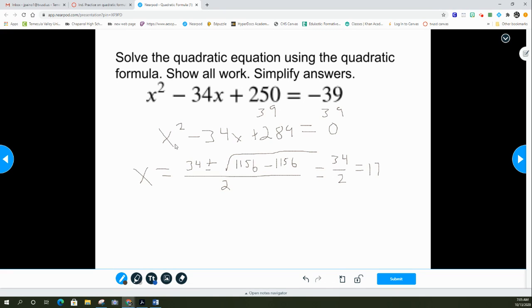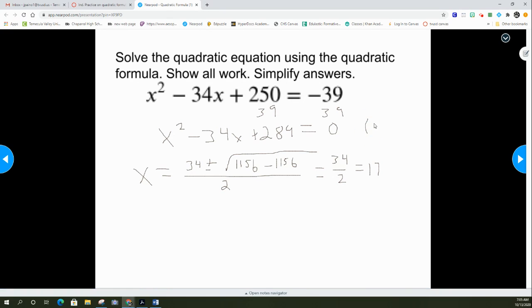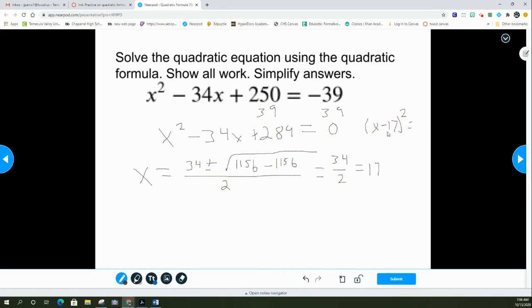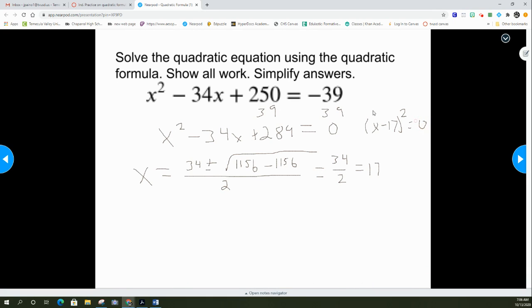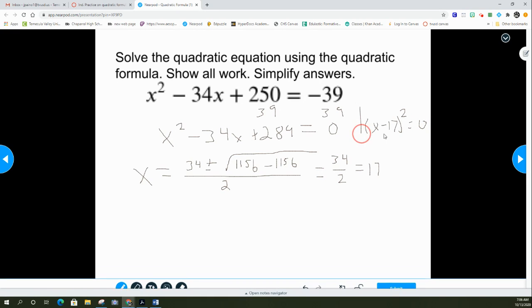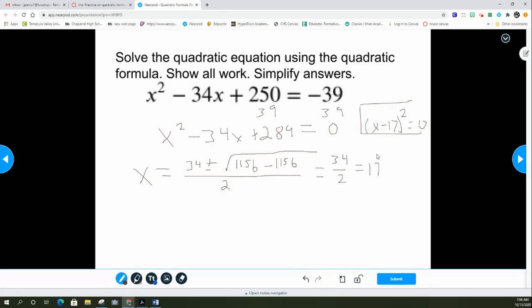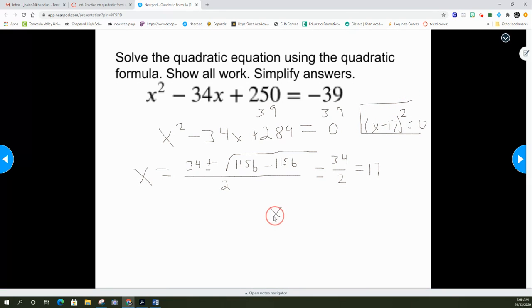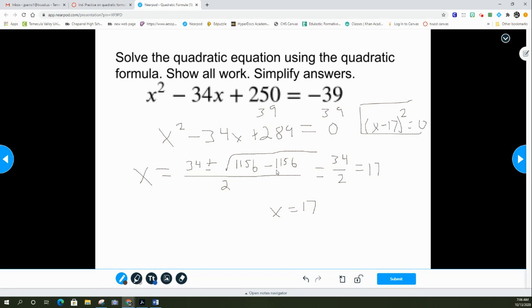Again, if you notice here, I could have factored this as x minus 17 squared, because 289 is 17 times 17, and 17 plus 17 is 34. So you could have seen that we could have factored it as well. But our answer is x equals 17, just one solution here with the quadratic formula. And again, I got one solution because the inside of the radical was 0.